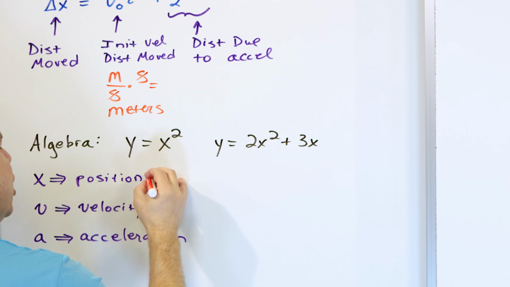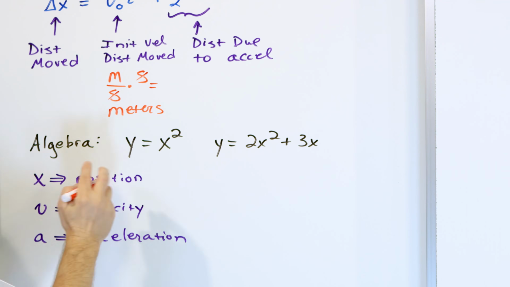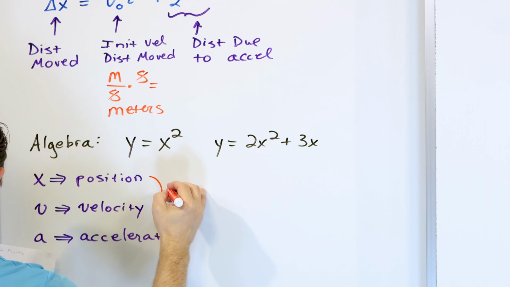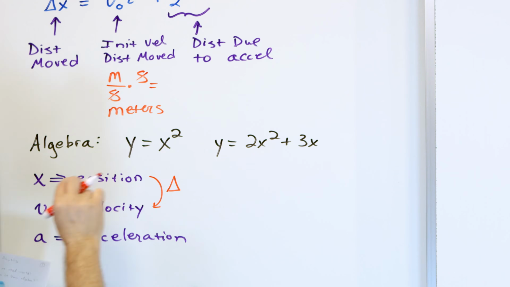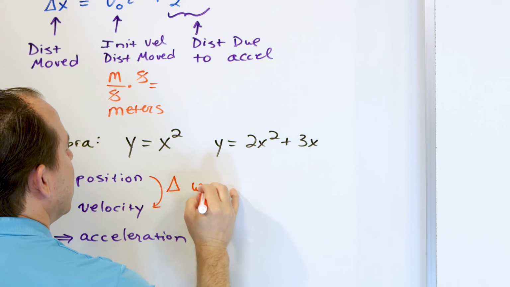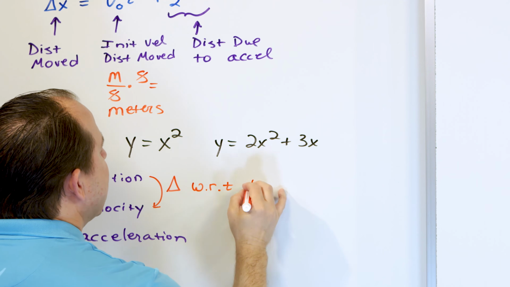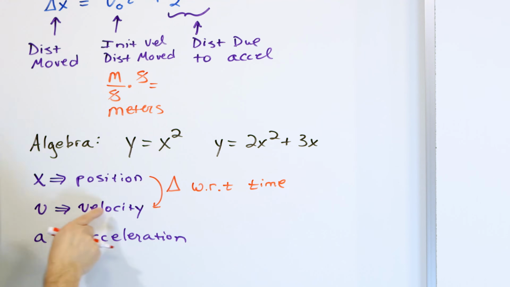If you look at how the position of something changes, we'll call it change. This triangle means change with respect to time. Then you get something called velocity. I want to say that one more time.